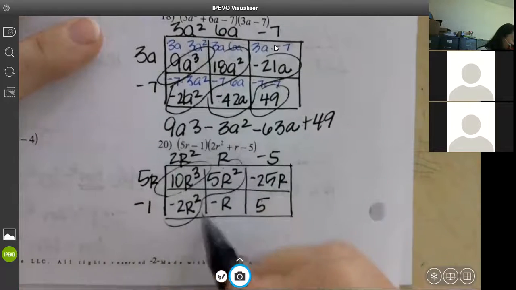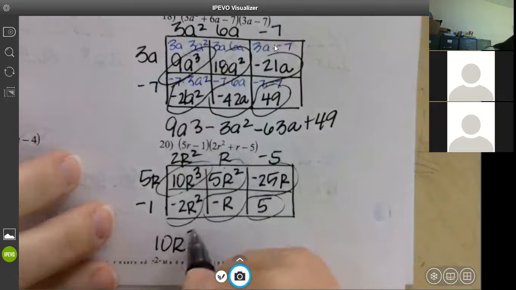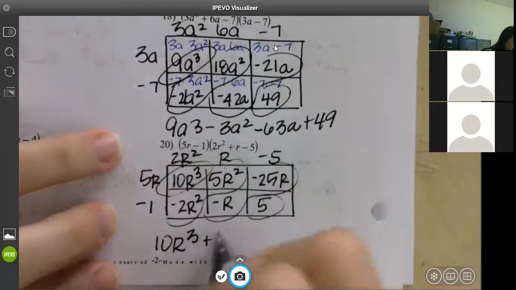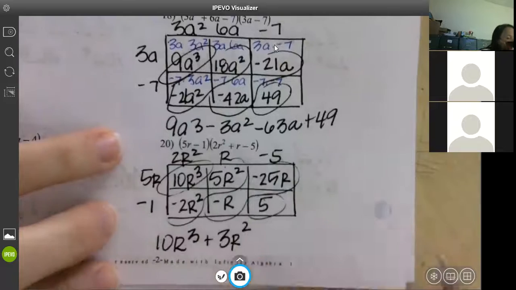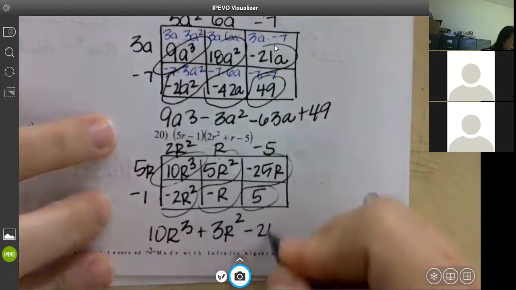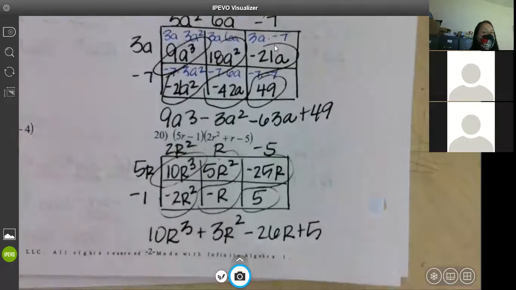Add your diagonals. We get 10r cubed from the first diagonal. -2 plus 5 is 3, and r squared made them alike. -1 plus -25 is -26r. And then we have a 5 on the end. And we're done. Any questions so far?